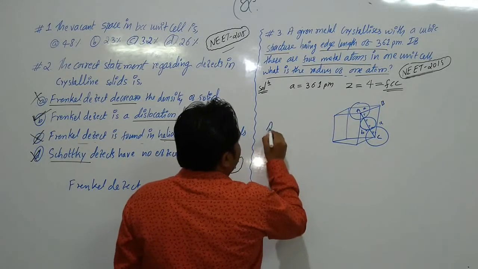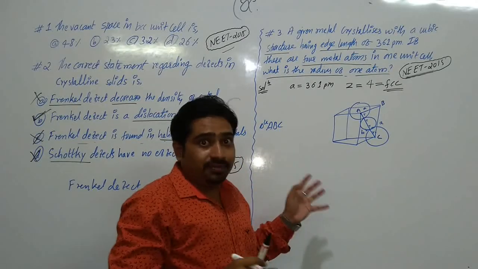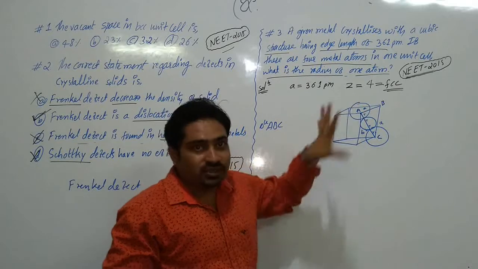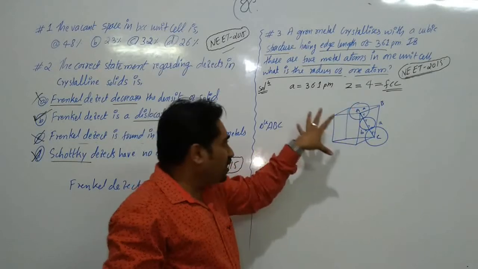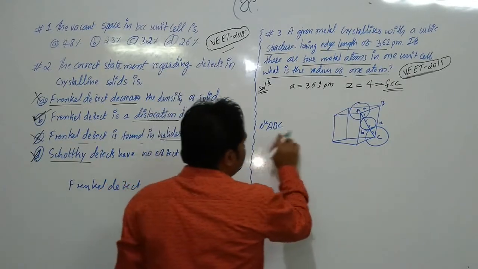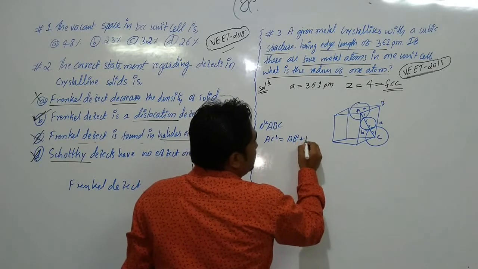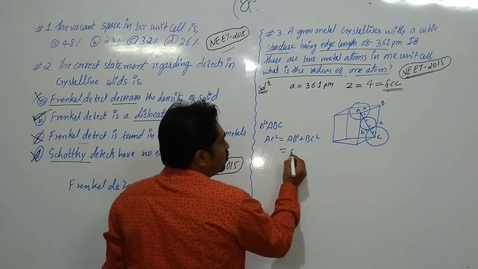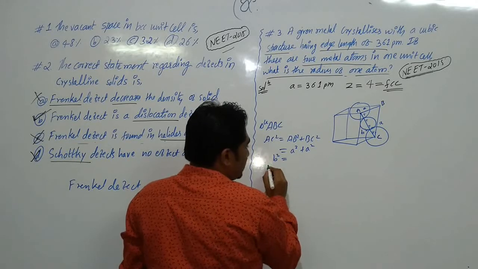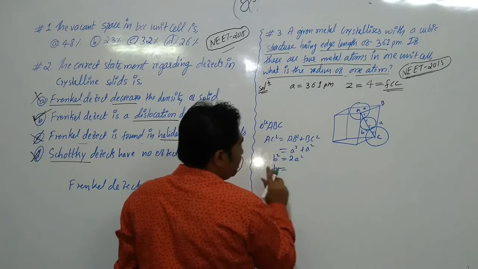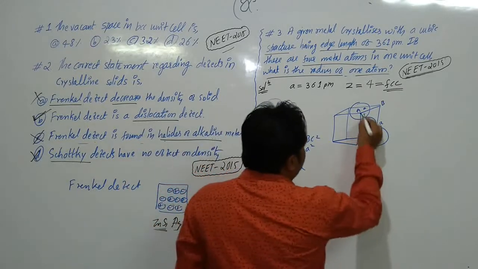So let us take the triangle ABC. We don't have much time in the examination, so we have to solve this very shortly. If we don't know the relationship between radius and edge length, we'll try to derive the relationship. In the triangle ABC, AC square is equal to AB square plus BC square, and AB is A square, BC is also A square, means B square is equal to 2A square. What is B? B is equal to root 2 A.